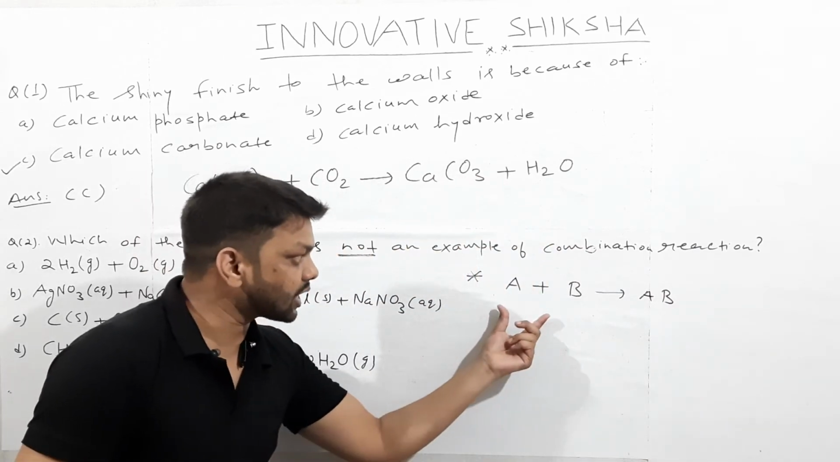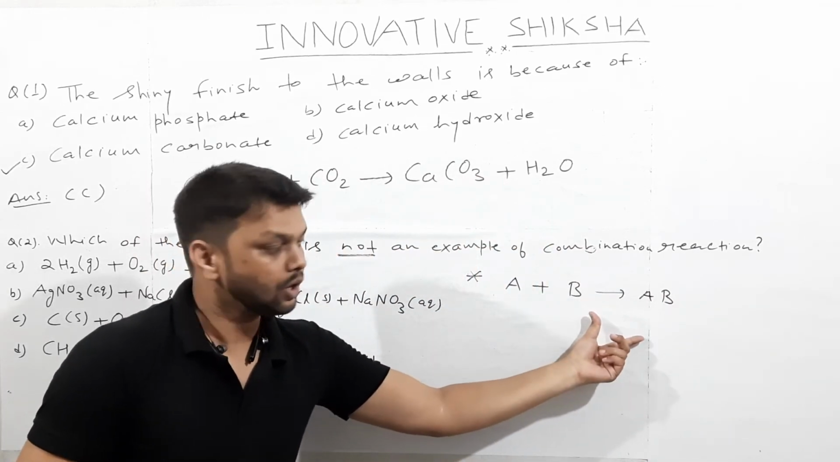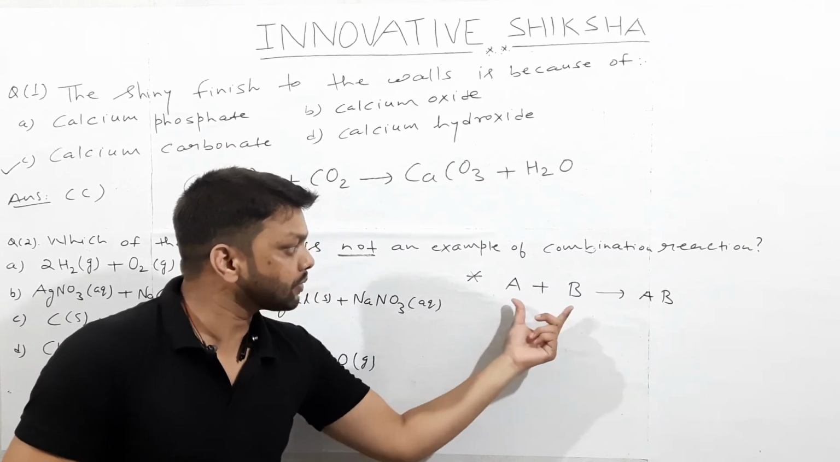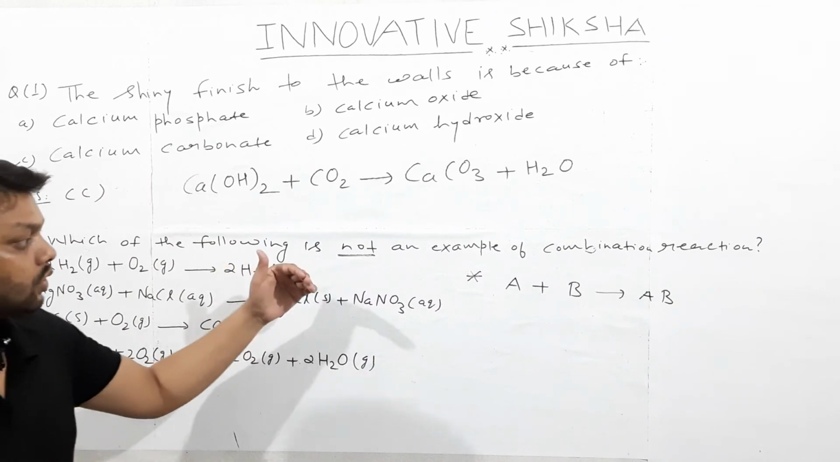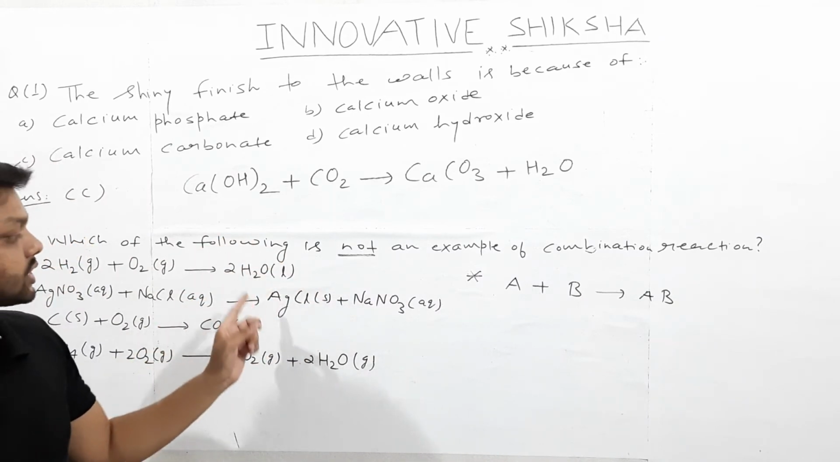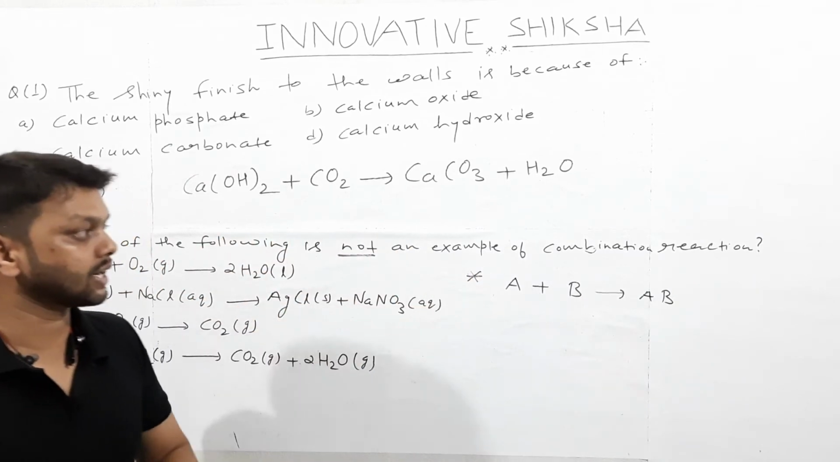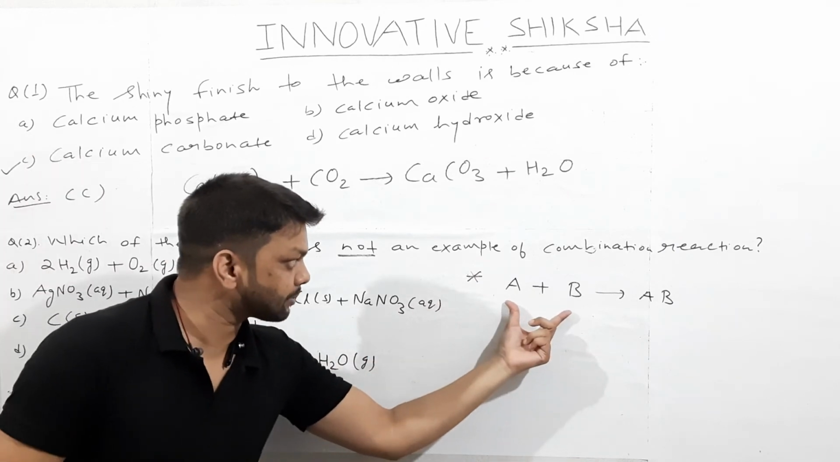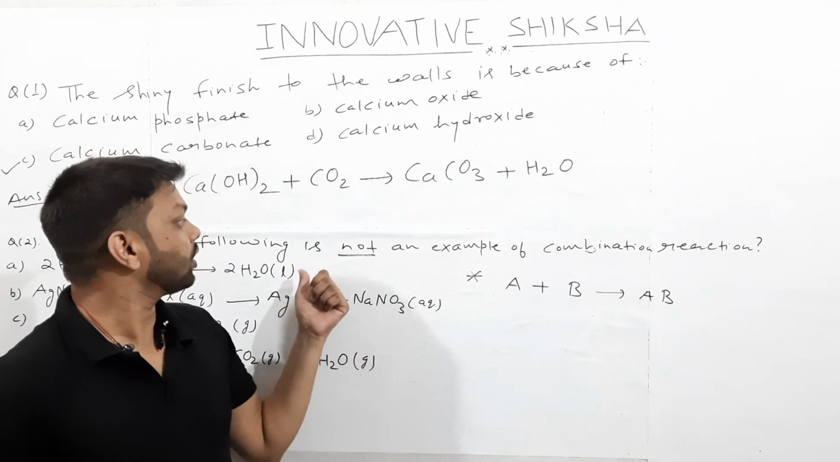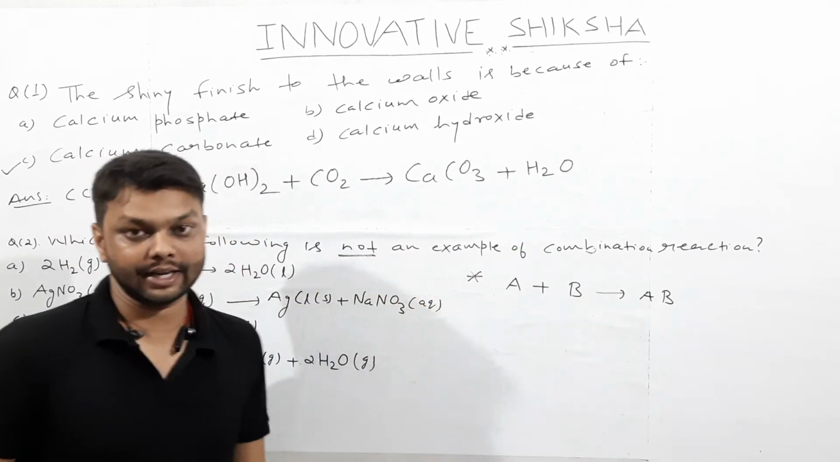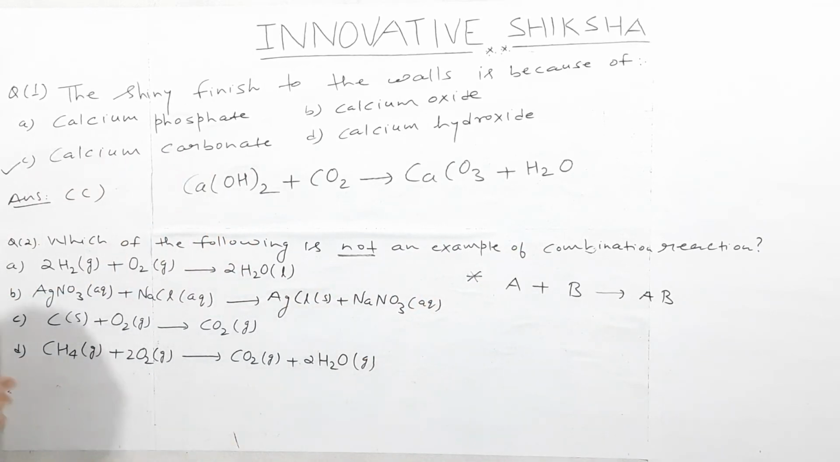This is the general form of a combination reaction. If you compare this general form with the given options, you can very easily see which example is not an example of combination reaction. So let us apply this concept to these options and see which is not an example of combination reaction. Let us come to the first one.